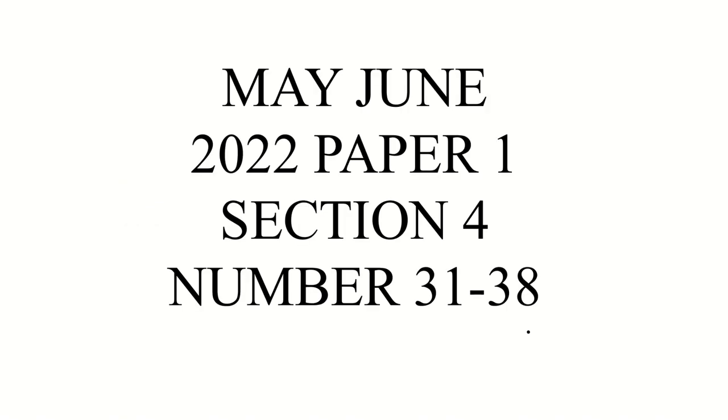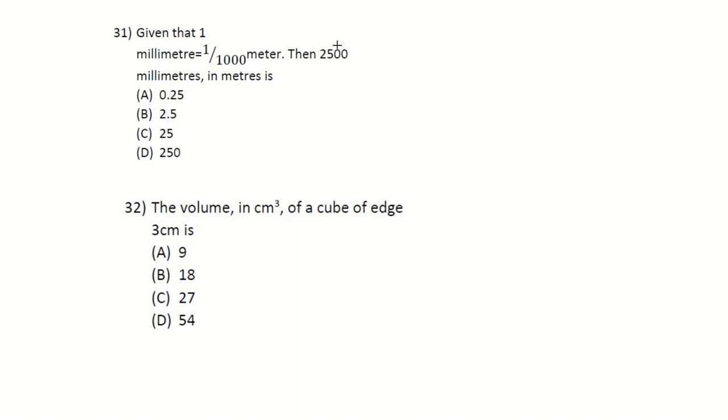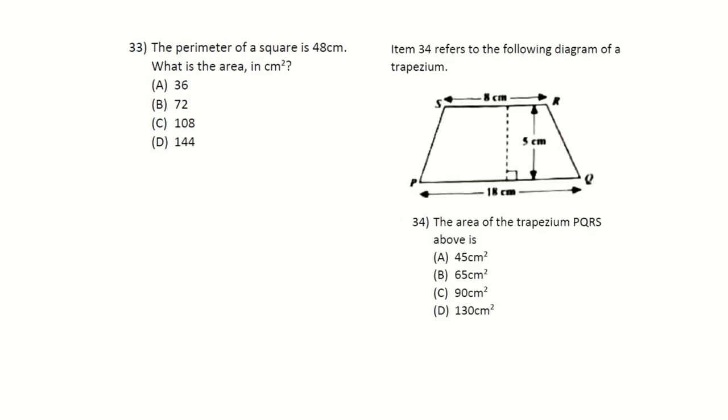Let's look at May, June 2020. Paper 1, section 4, which is measurements 31 to 38. This is a repeated question. They ask you how many millimeters. We know it's 2.5. The volume, we want to know the volume with a side of 3. That's 3 by 3 by 3, which is 27, which is C. This one here, if the perimeter of a square is 48, what is the area? That means the side is 12. That means your area is 12 by 12, which is 144.